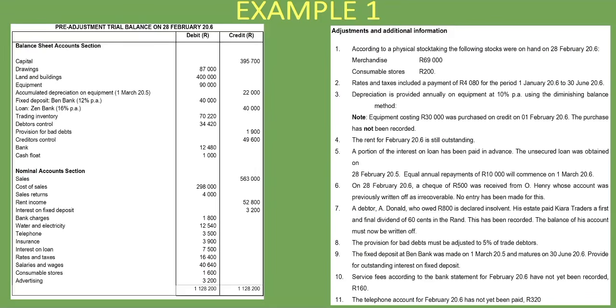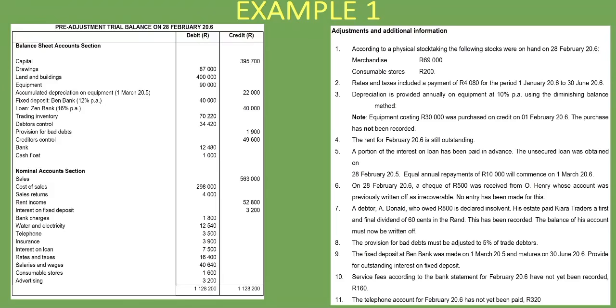Now let's go back and do the second one. We have consumable stores, 200 Rand. Now, if you go to the nominal account section, you will see we have consumable stores here as well, 1,600 Rand. What does that mean? Well, consumable stores, whenever you buy them, you account for them as an expense. All right. So we've accounted for consumable stores at 1,600 Rand as an expense. But when you're given the adjustments and additional information, according to the physical stock taking, we still have consumable stores worth 200 Rand. That means this 200 Rand is no longer an expense because we have not used it yet.